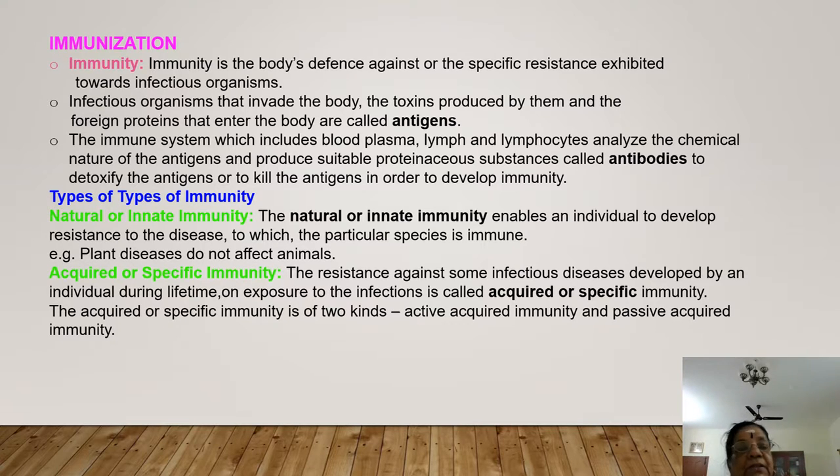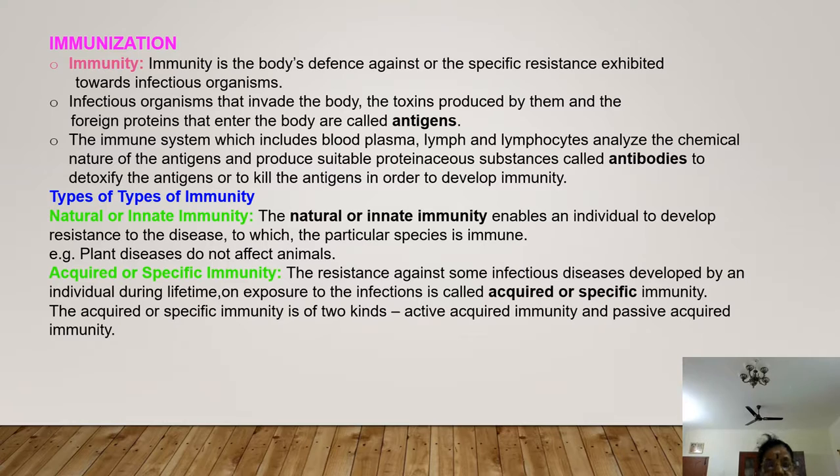lymphocytes, analyze the chemical nature of the antigens. As soon as a new one comes in, the WBC in the blood think: someone new has entered, we should not let them harm the functioning of the body. So the immune system, that is blood plasma, lymph and lymphocytes, analyze the chemical nature of the antigen and produce suitable proteinaceous substances called antibodies to detoxify the antigens or to kill the antigens in order to develop immunity.